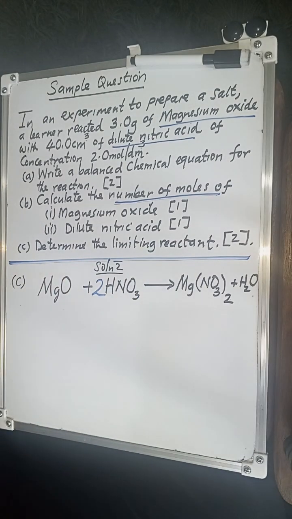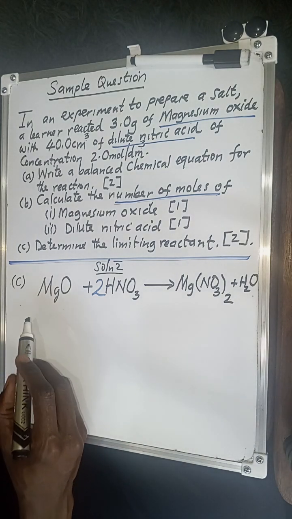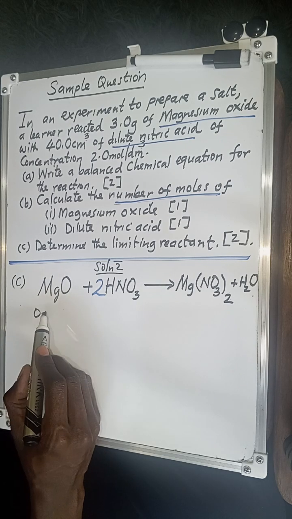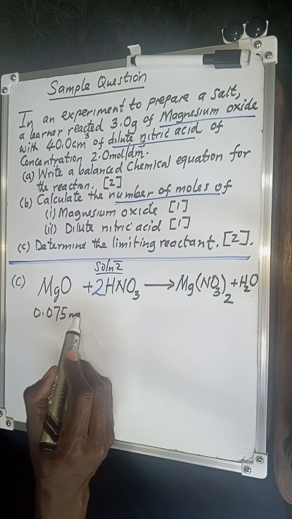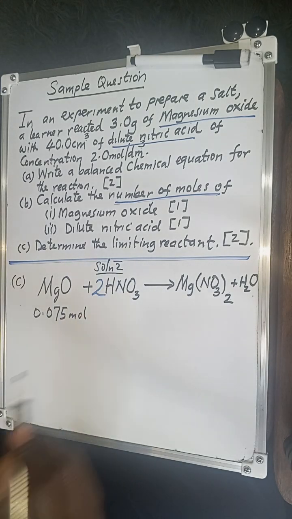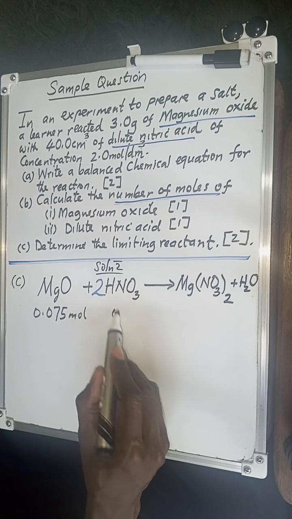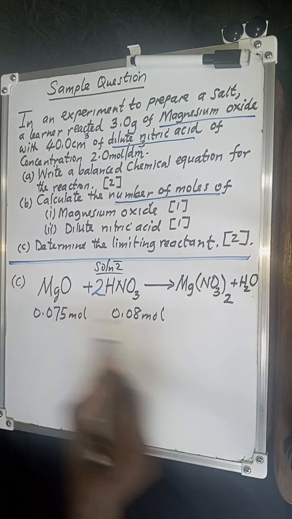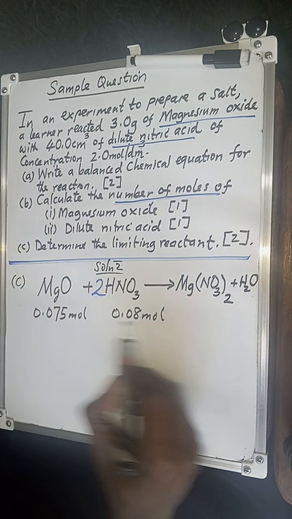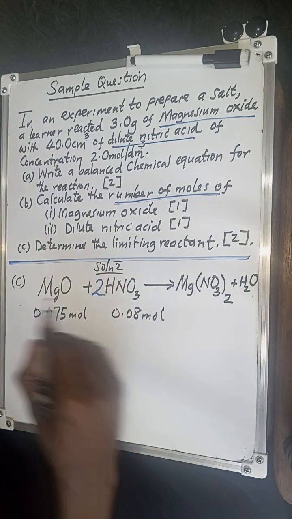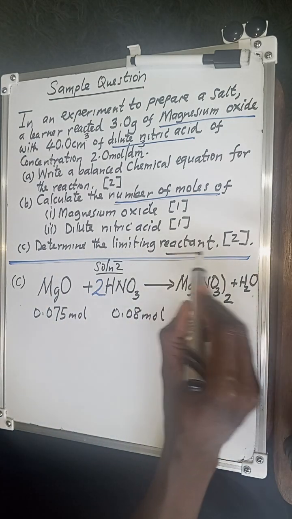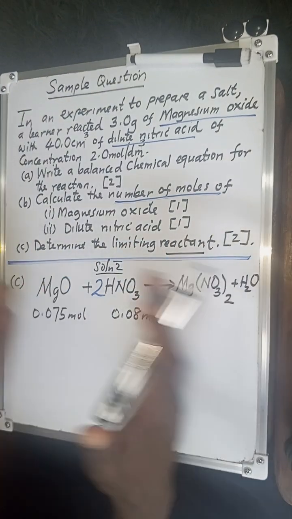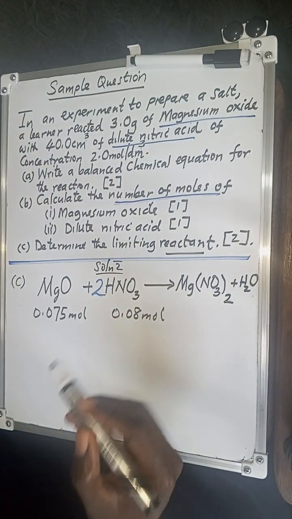So now, how do you determine the limiting reactant? Well, if you remember, the number of moles we got for magnesium oxide after we calculated was 0.075 moles. And the number of moles for nitric acid that we got was 0.08 moles. So since we know the number of moles, to help us determine which one between magnesium oxide and nitric acid is the limiting reactant, mind you, it has to do with the reactant and not the product. So we are focusing on the reactants. Like I said, there are so many methods.